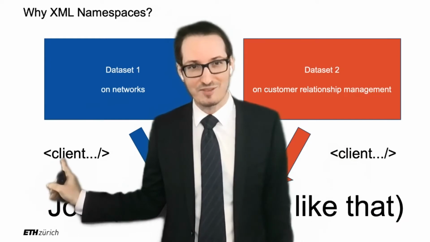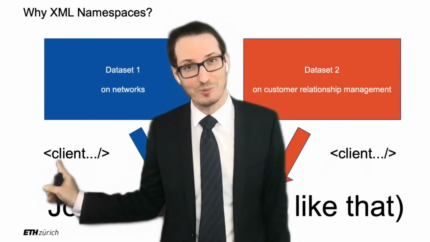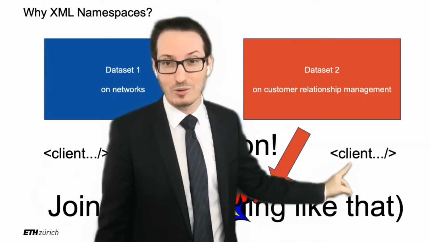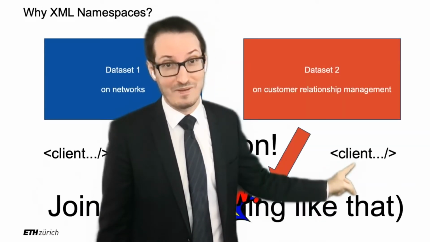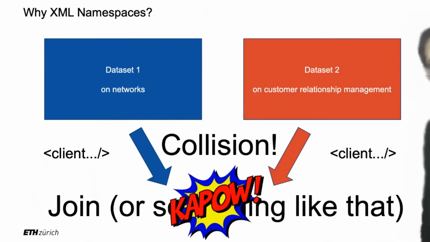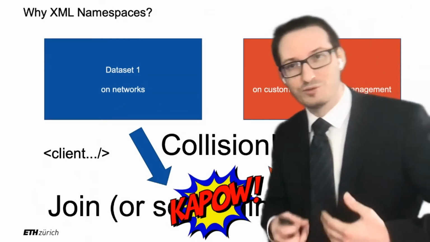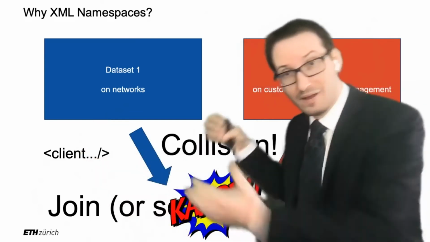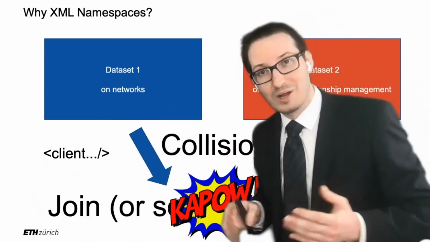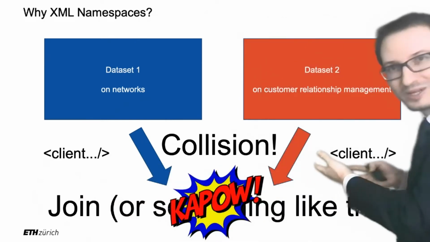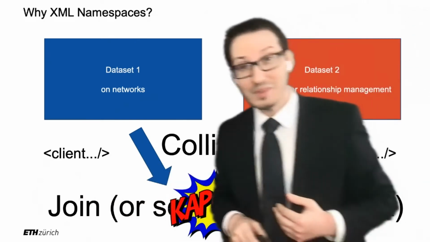Because in the data, we have tags called clients, but these are actually computer clients, network clients. And we have tags called client that are actually customers. So I hope you see that this is a problem because this collides. And when you want to start querying, for example, what if you want to ask for all the clients in the joint data set? Well, then it's a big mess because you can no longer tell what is a network client and what is a customer client, right?